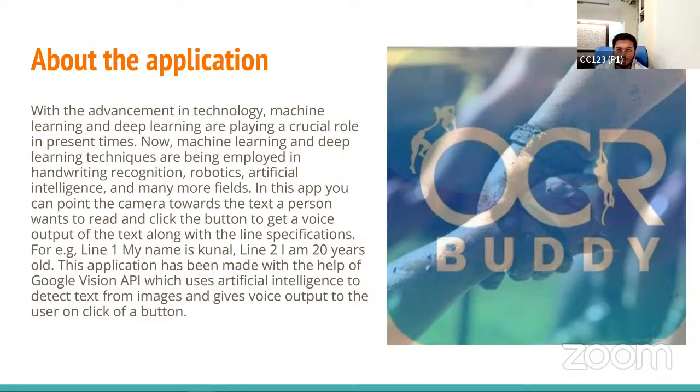So if there's line one, it will speak line one: with the advancement in technology, machine. Line two: learning and deep learning are playing a crucial role in present times, like that. And it will give a line wise output, so that the person can also understand what is written and what the format of the paper is.